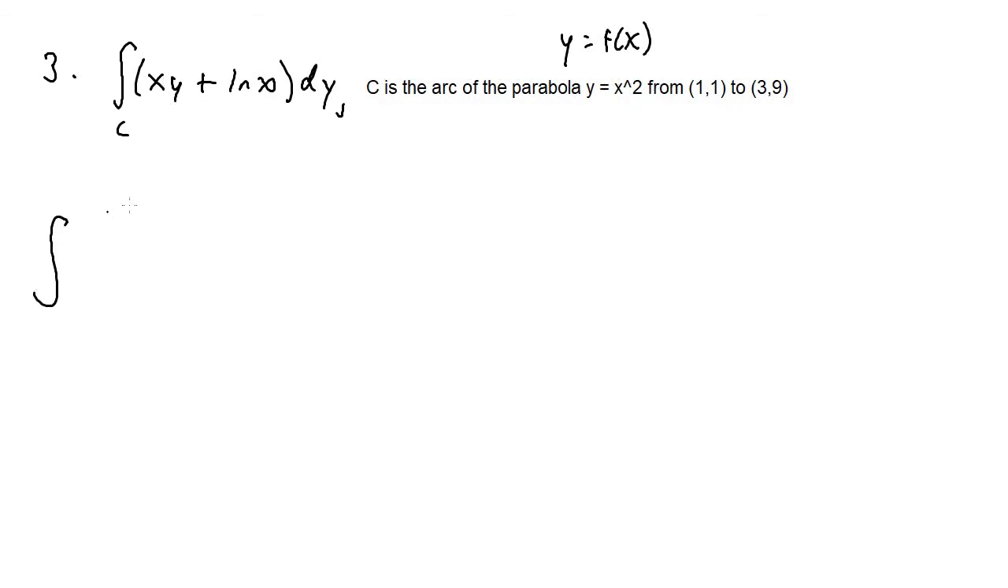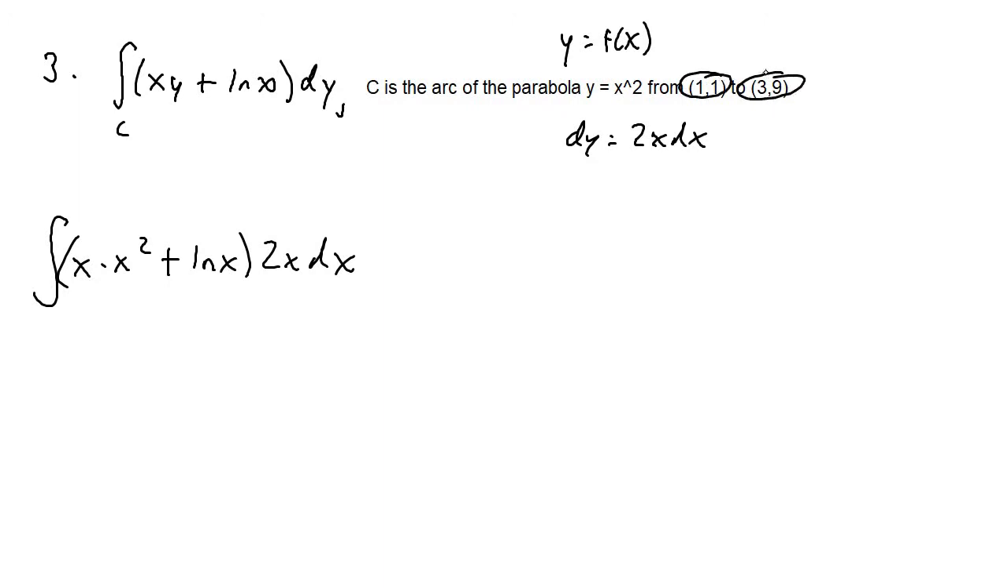So we get the integral of x times x squared plus ln of x, and then times dy. Now if y is equal to x squared, then dy, or the derivative, is just going to be equal to 2x dx. So we go ahead and replace that with dy. So we have times 2x dx. And since everything is in terms of x, we have to use x bounds. Now realize that it goes from 1, 1 to 3, 9. So we're just going to take the x coordinates. So we're going to go from the x coordinate of 1 to the x coordinate of 3. So from 1 to 3.